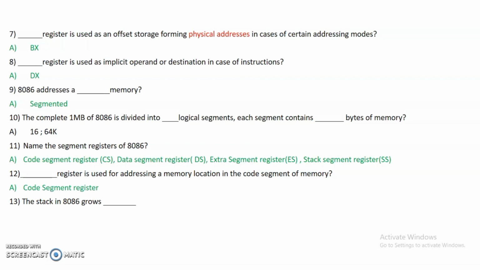Bit number 13. The stack in 8086 grows dash. So he's asking whether the stack grows upwards or downwards. In 8086, the stack always grows downwards, so from higher to lower.